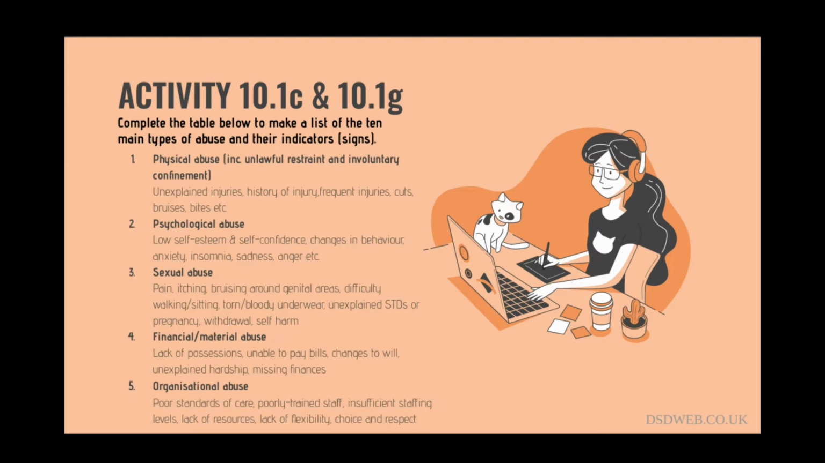Indicators of sexual abuse include bruising, bleeding, pain or itching in the genital areas, difficulty walking or sitting down, torn or bloody underwear, unexplained sexually transmitted diseases, unexplained pregnancy, changes in behaviour, particularly using more sexually explicit language, reluctance to be alone with a particular person or receive assistance with personal care, self-harming, withdrawal, and insomnia.